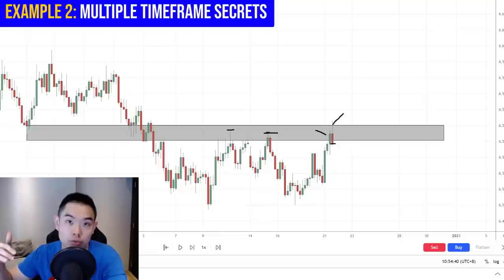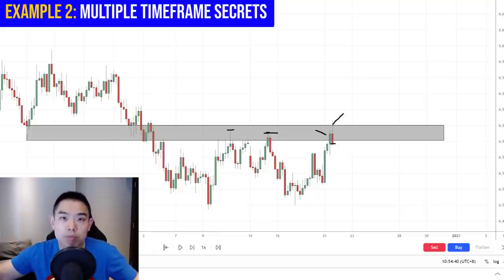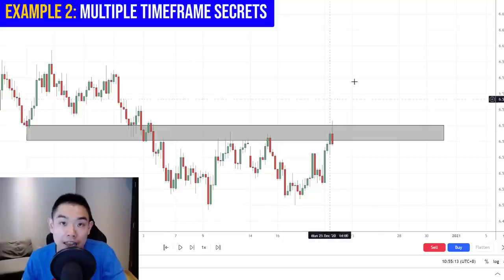It tells you that the buyers tried to break out higher, couldn't find any more energy to push higher. Instead, the sellers came in, took control, and pushed the price closing near the lows of this candle. So this, to me, is a valid entry trigger to go short.